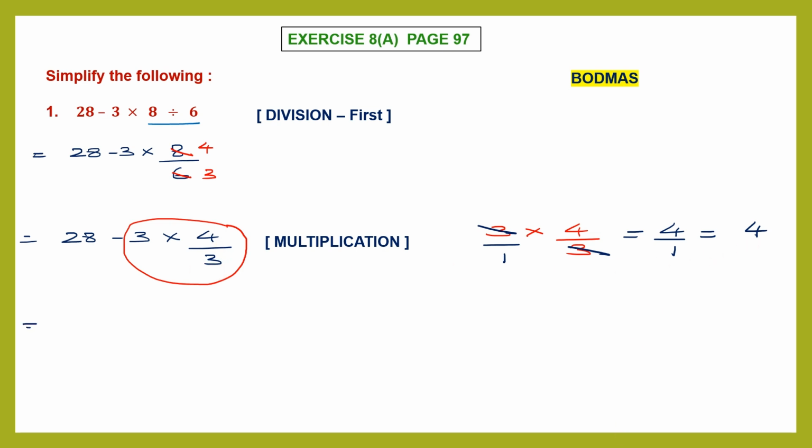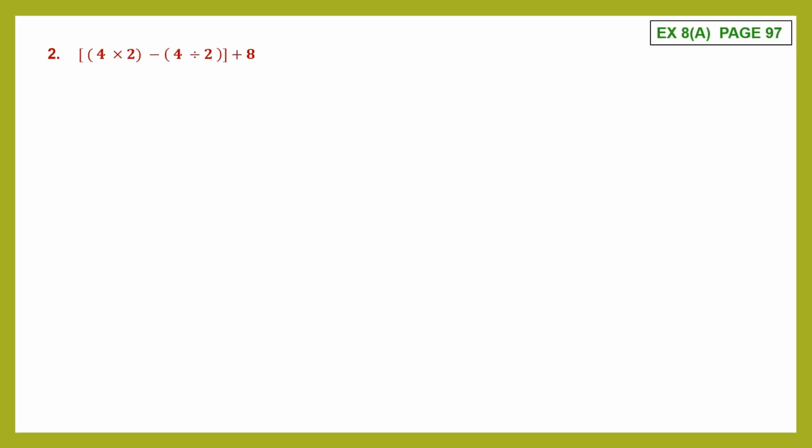So what do I have here? I have 28 minus 4. 28 minus 4 is 24. So this is my answer. After simplification, I get this. This is my answer because in the last step I have subtracted. I've done subtraction. So these are the steps to follow. First division, then multiplication, then subtraction, and then our final answer is 24.